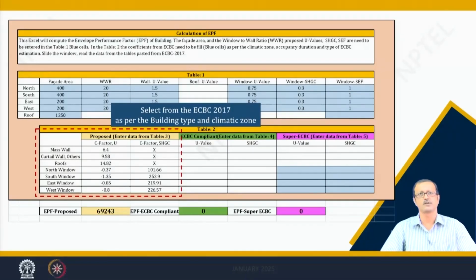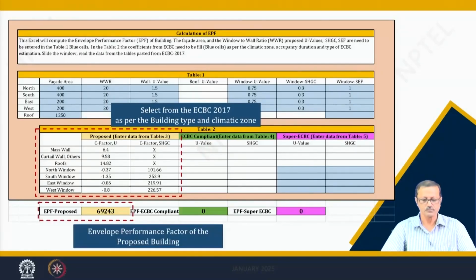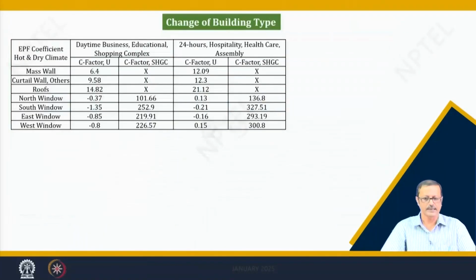Yes, WWR may change, or you may know only the window dimension. So, you can directly find out the window dimension, see how much the facade area is, back calculate the WWR and put in the WWR values. Like that we can also do it, or you can modify this Excel sheet. This Excel sheet will be sent to you and you can modify it and compute. And finally, you will get the envelope performance factor, right.